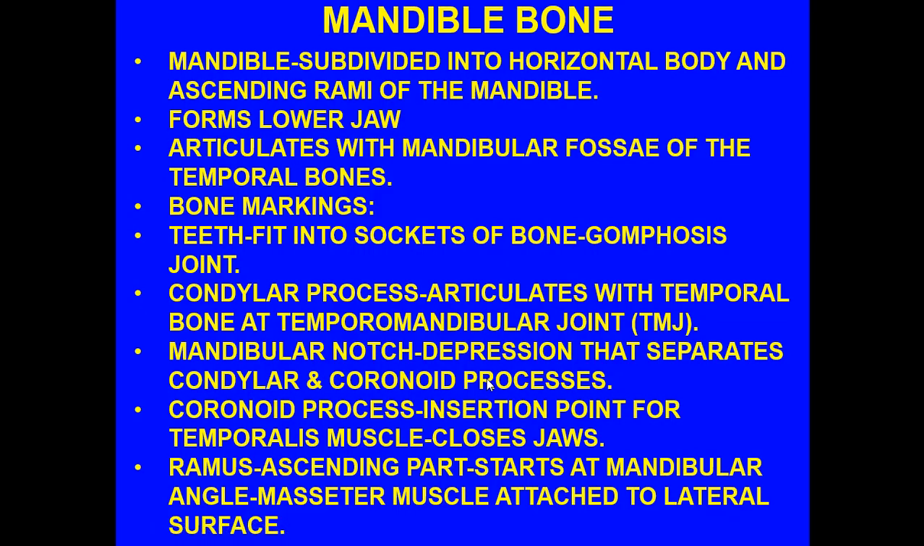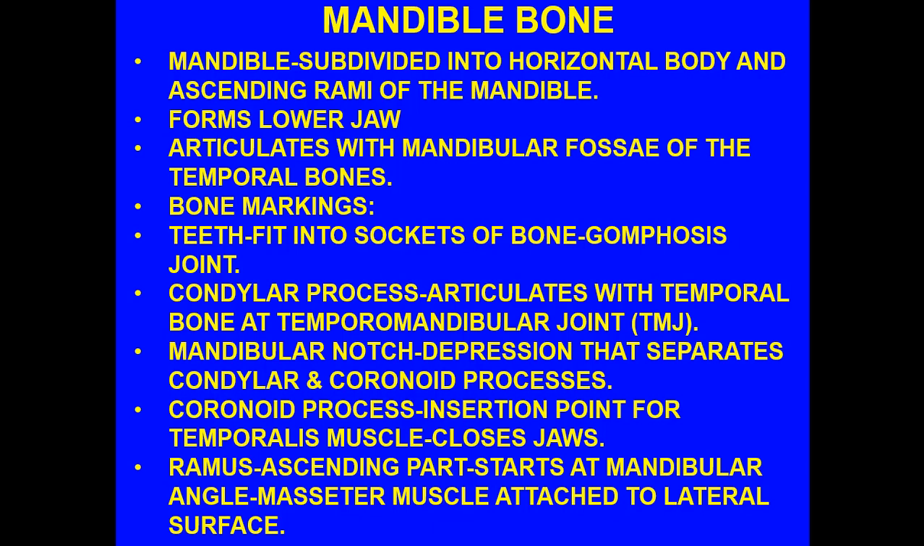Let's talk about the mandible bone. It's subdivided into a horizontal body and the ascending rami of the mandible. It forms the lower jaw and articulates with the mandibular fossae of the temporal bones. Bone markings include teeth, which fit into sockets of the bone. This is called a gomphosis joint.